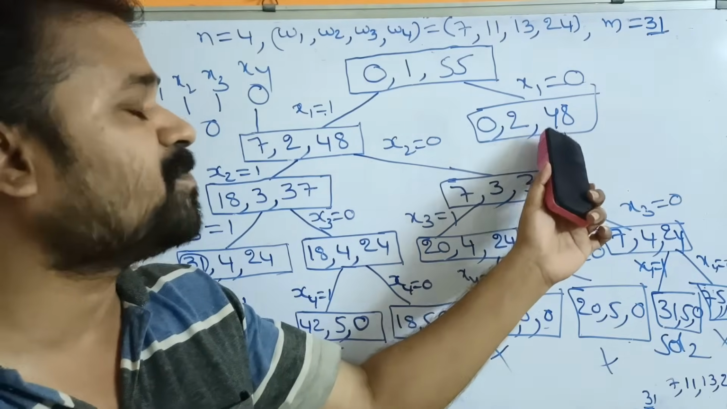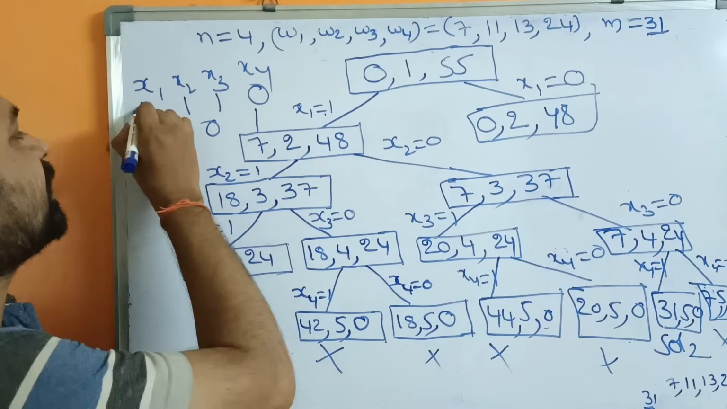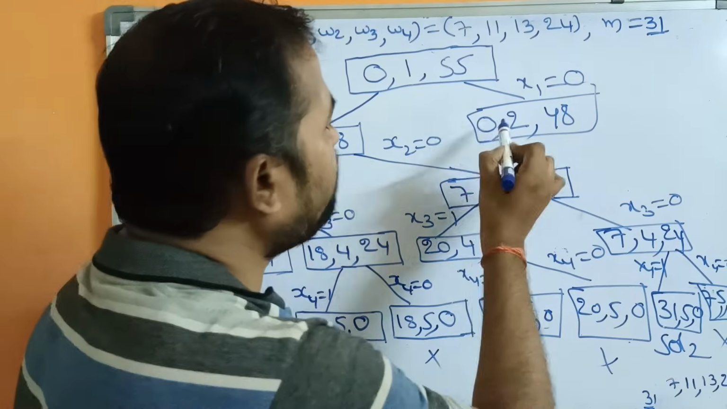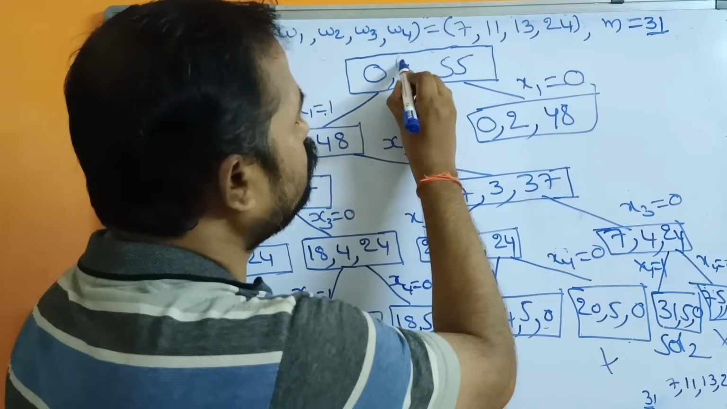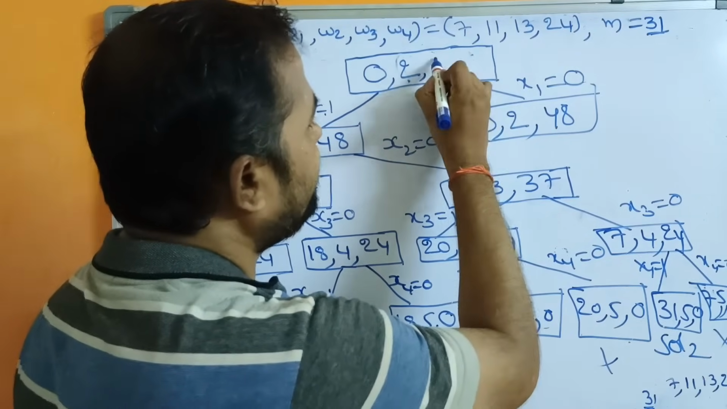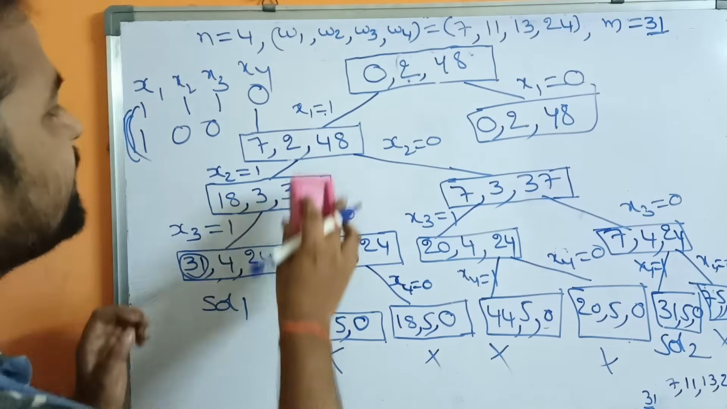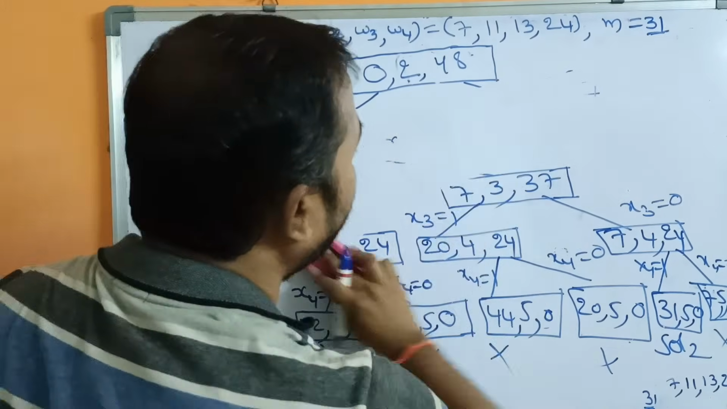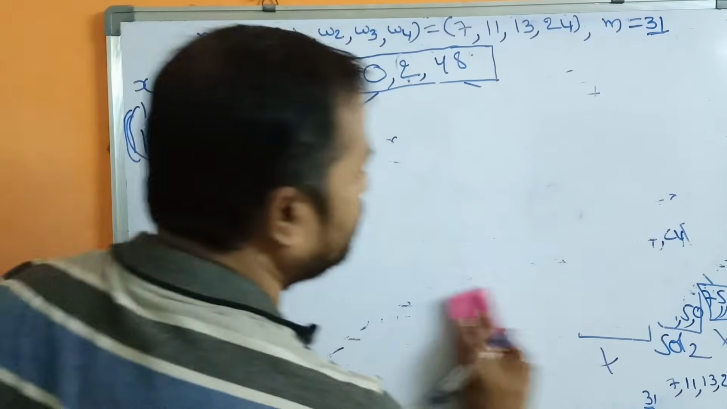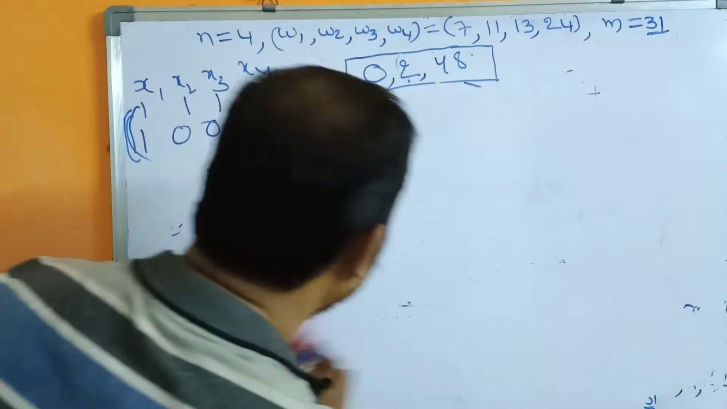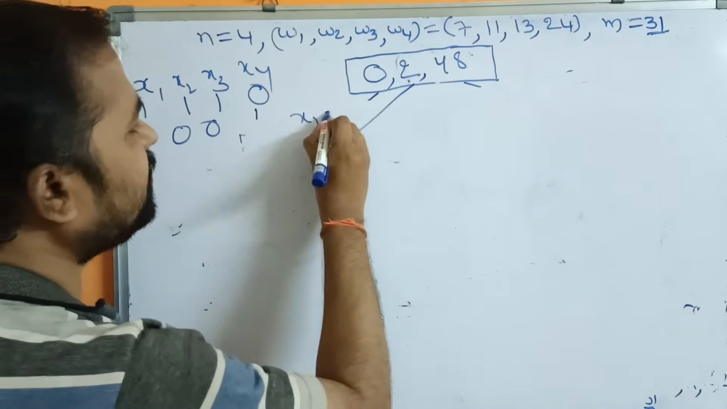Next we have to perform the operation on this node. The left subtree is over. On the left subtree we got two solutions. Likewise we have to perform operations on the right subtree also. So 0, next to 2, next to 48. x1 is over. Next we have to consider x2. The x2 value may be either 1 or 0. Let us explore the right subtree also. So 0 to 48, and the x2 value may be either 1 or 0.